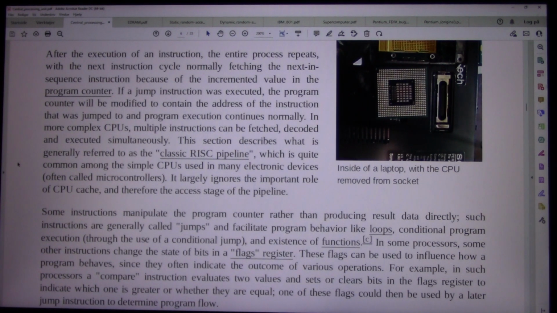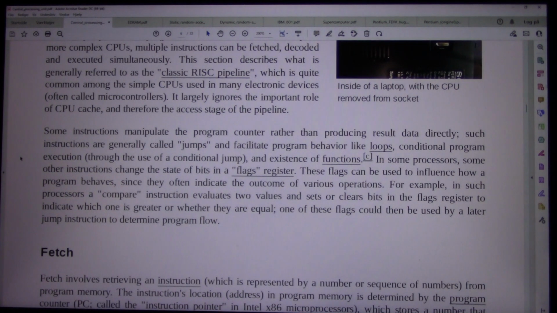This section describes what is generally referred to as the classic RISC pipeline, which is quite common among the simple CPUs used in many electronic devices, often called microcontrollers. It largely ignores the important role of CPU cache, and therefore the access stage of the pipeline.